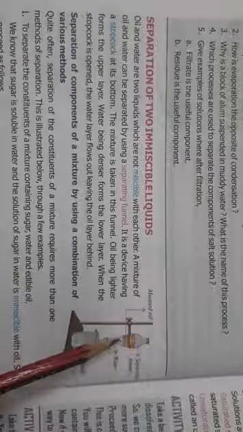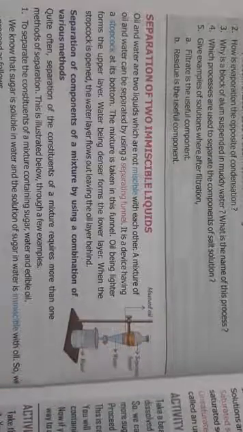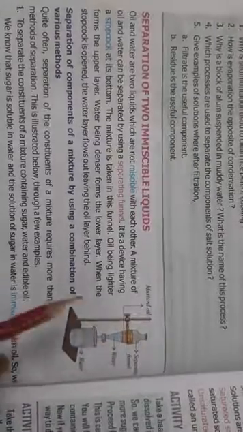You have already learnt about miscible and immiscible liquids. Like oil and water, they both are immiscible liquids. That means they will form two separate layers. And how can you separate immiscible liquids? We can separate immiscible liquids using a separating funnel.